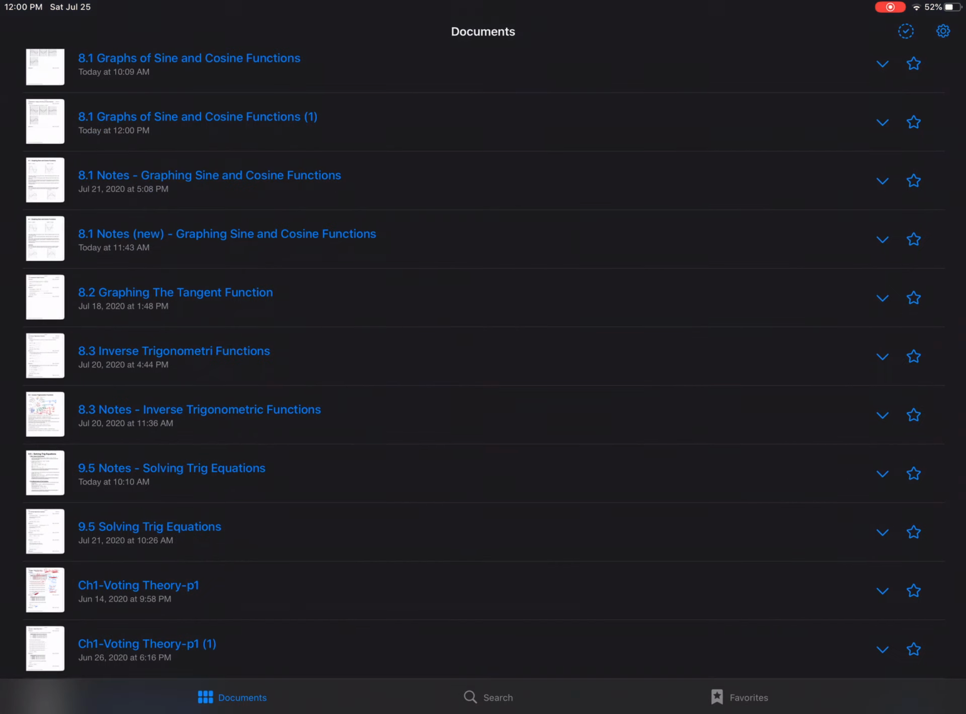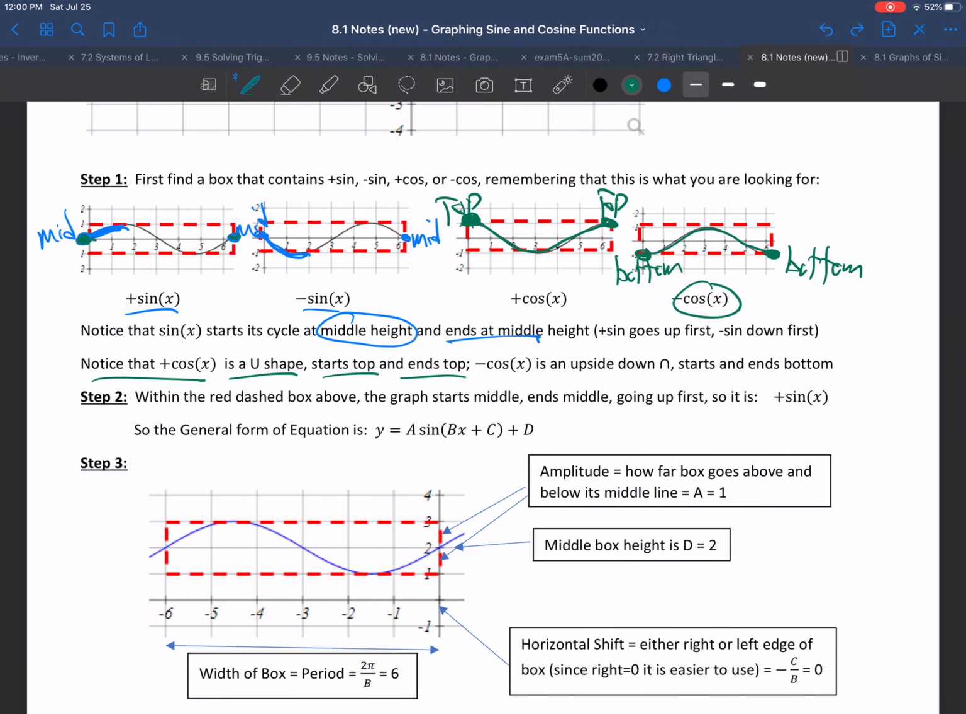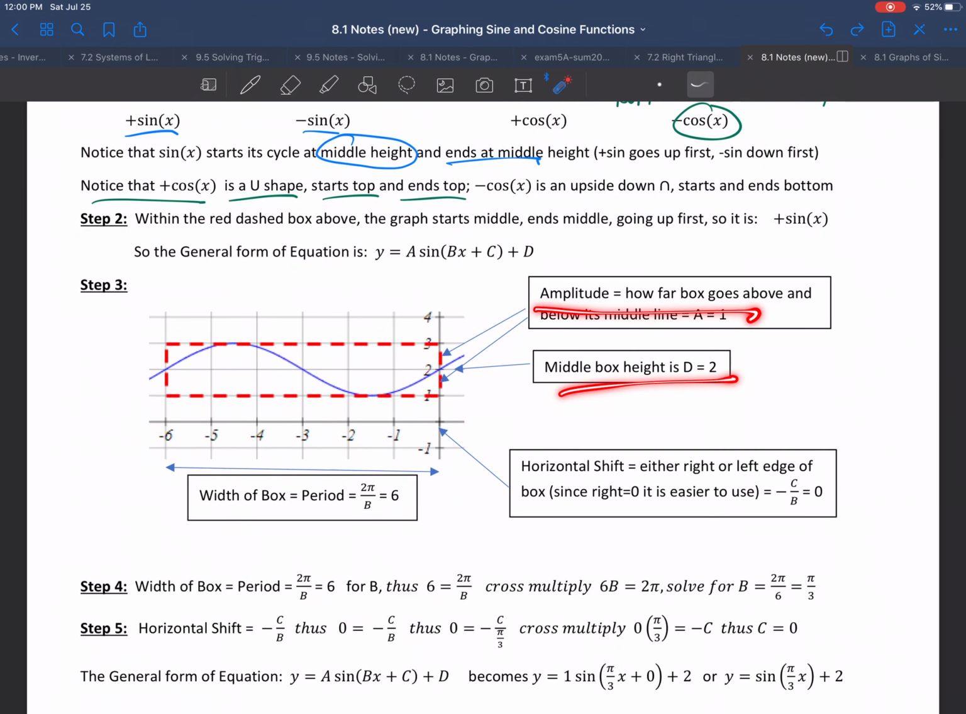Let's go back to them. So here again it is. See how a positive sine goes up first and a negative sine goes down first. So we have a negative sine because in our box we're going down first. Okay. We got that. We got the middle of the box, got the amplitude. Now what do we do? Well, now find the width of the box. That's the period, 2 pi over b. That gives you the width of the box. The period formula is 2 pi over b.